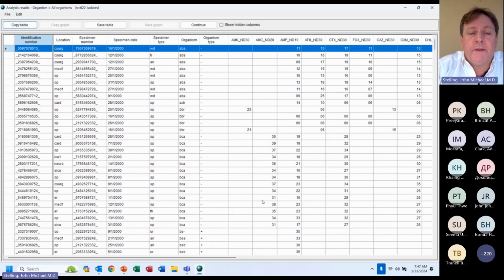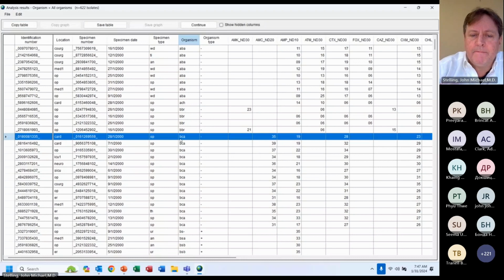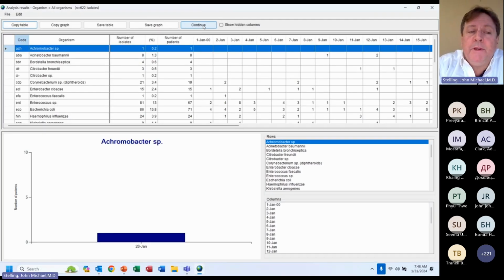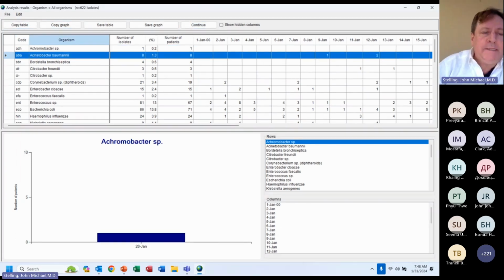Here I can see a list of all of my results, 1 row for 1 isolate. In the top left, you see that this database has 622 isolates. I will not look at this further now. I will click on Continue to move immediately to the summary. As I mentioned, there is 1 row for each organism. I see Acinetobacter baumannii, etc. I can look at the graph.